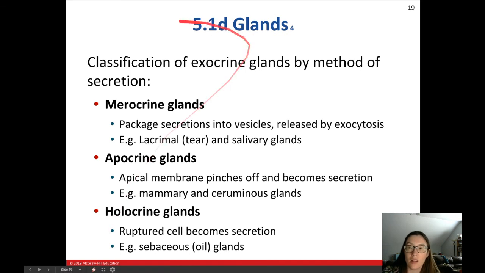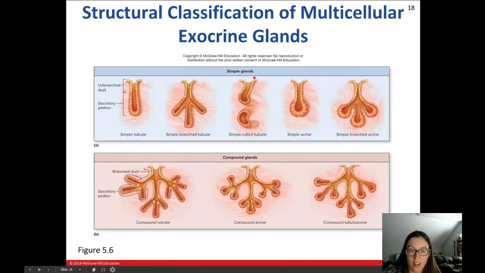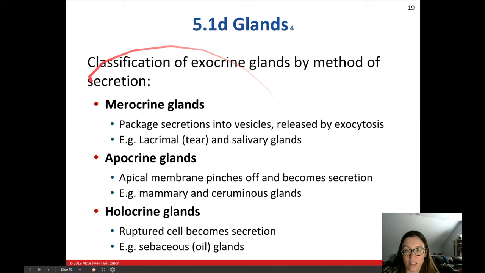I am going to be a little bit more interested in the physiology of how exactly these glands secrete things. So that was the anatomy classification. This is the physiology classification. Usually our lecture exams focus a little bit more heavily on physiology, so I'm going to be asking more about the physiology classifications of glands on the lecture exam. And so we can classify these exocrine glands by their method of secretion.